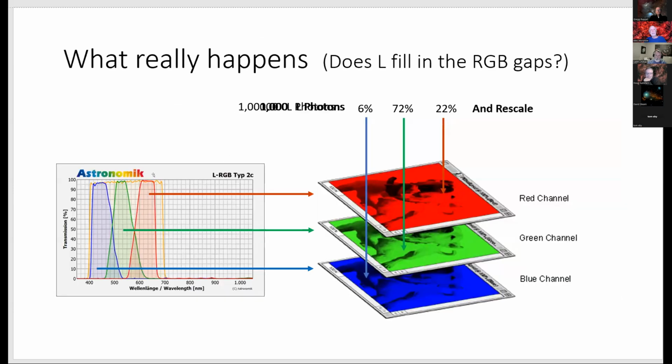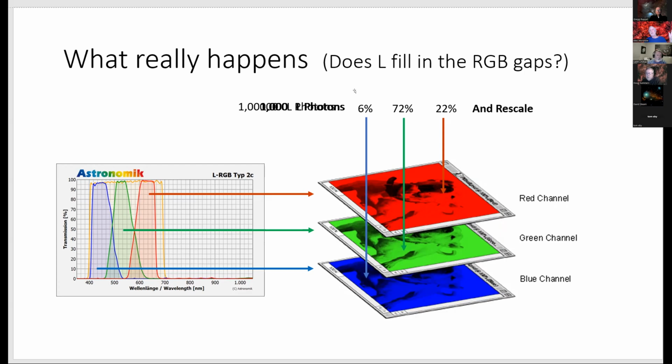But a photon coming in here, say 100 photons coming into this part, and somebody says, well, that's filling in information at a different wavelength. Well, of those 100 photons, 6% of them go into the blue, 72% go into green, and 22% go into red, even though they all came in the far red. So it's not helping you at all in terms of filling in blank spots between your colors. You're dealing with photons again.